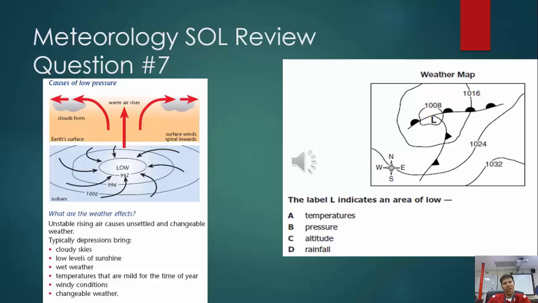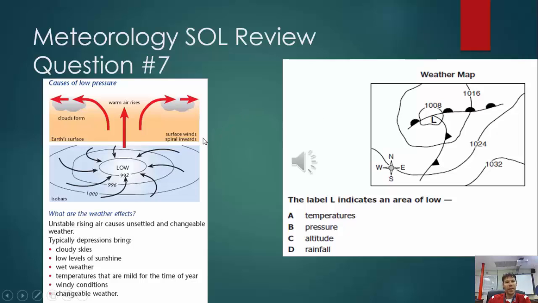The label L indicates an area of low. I think this will be an easy question for everyone, but if you remember on weather maps when you see H's and L's and you see these isobars right here, which are going to tell you the air pressure, then you know this L is an area of low pressure, letter B.